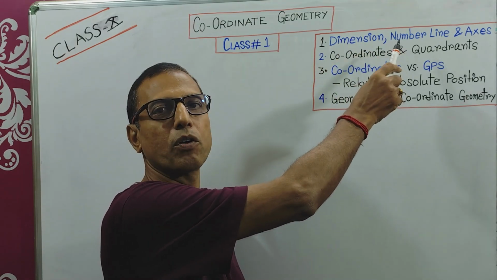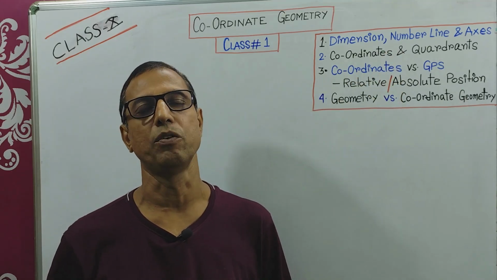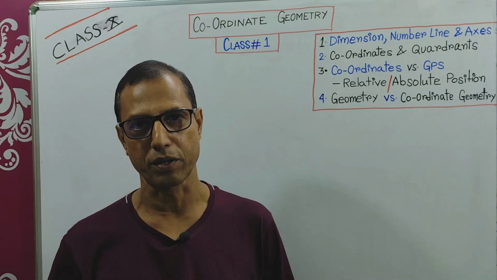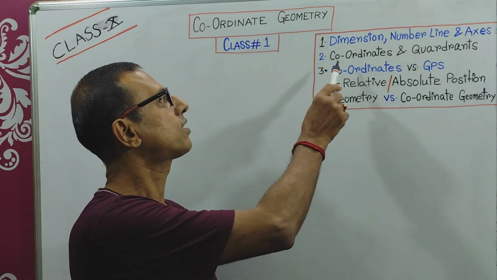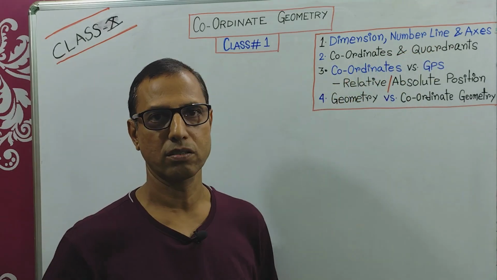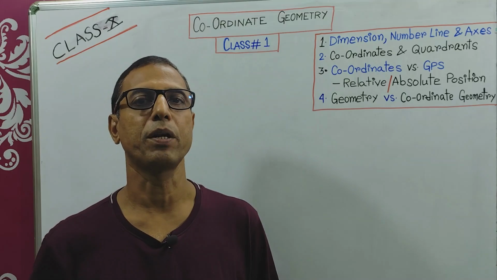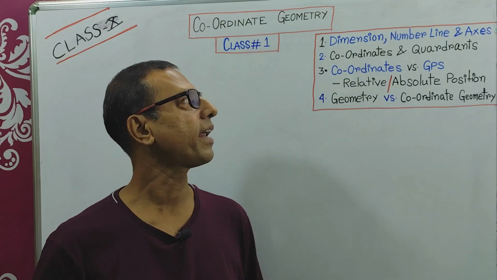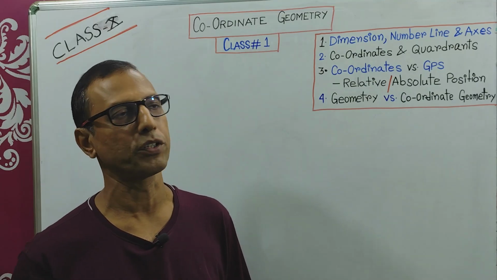Number line you already know, while you have done rational numbers and inequations, putting inequations on the number line. And next you will understand the axis: what is the axis and what is the relation between dimension and axis. So dimension, number line, axis, this is the first topic I am going to cover.